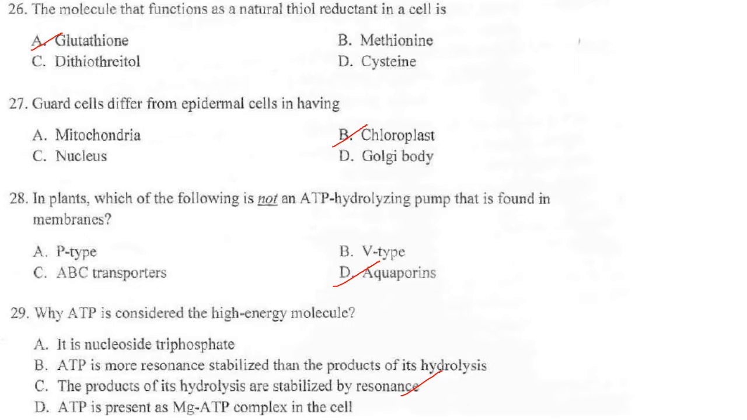Then next one. Guard cells differ from epidermal cells in having chloroplast. Answer is option B. In plants, which of the following is not an ATP hydrolyzing pump that is found in membranes? So it is aquaporins. It facilitates transport of water between cells. Then next one. Why is ATP considered the high energy molecule? Answer is the products of its hydrolysis are stabilized by resonance. Answer is option C. All these are just direct questions.